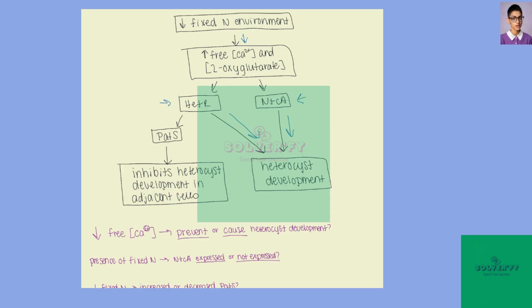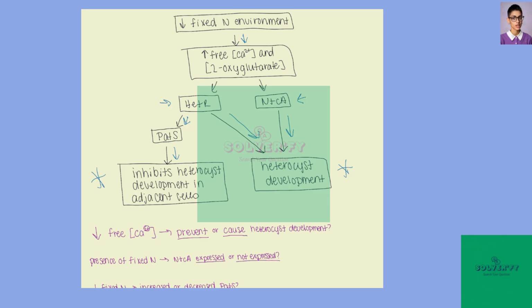And then in addition, HETR is also going to promote production of PATs. And PATs is going to inhibit heterocyst development in adjacent cells. So you will start developing heterocysts, but it's not going to be every cell because PATs is going to inhibit adjacent cells from developing into heterocysts.